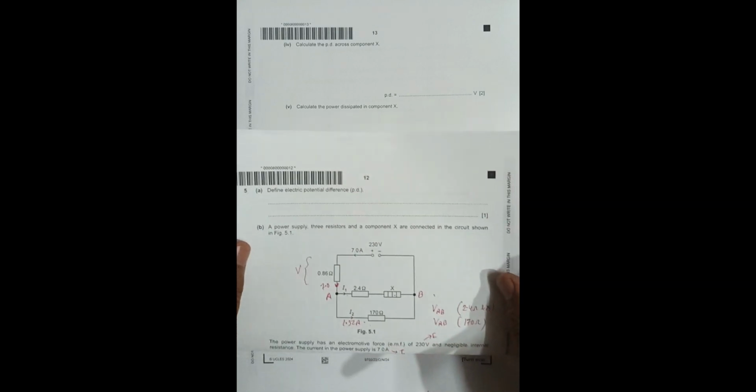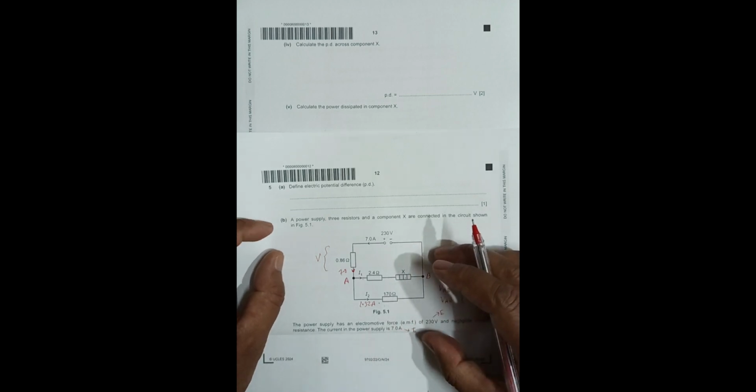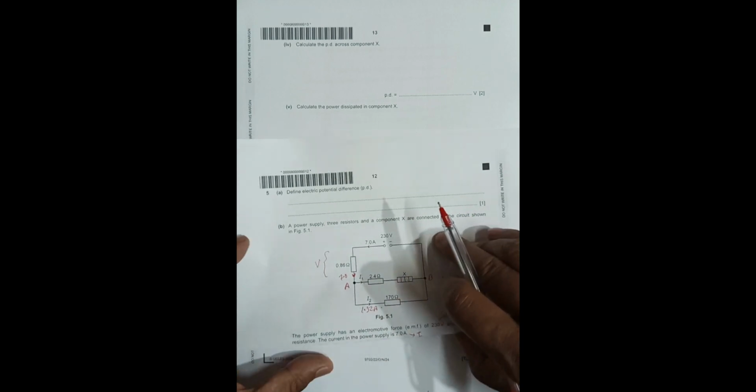Now, calculate the PD across this component X. So we have to calculate the PD across the component X. Component X is this. We need to find the PD across this component X. So for that, what I can do is, this VAB is equal to, we found it as this.